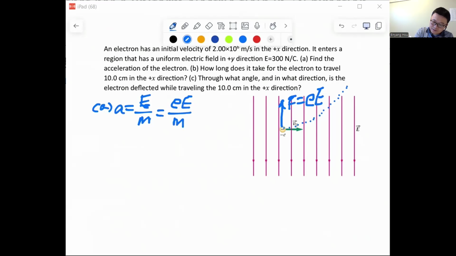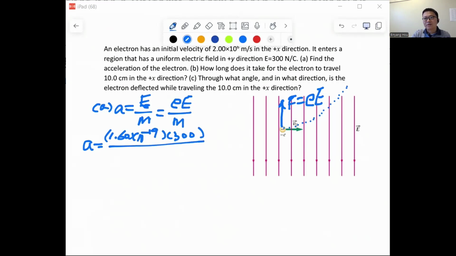So then in this case, running out of space, let me just write down here, a equals 1.6 times 10 to the minus 19 times 300. And then the mass of electron, it's also a constant number you can use. It's 9.11 times 10 to the negative 31 kilograms. Make sure we have everything in kilograms. So this will give us 5.269 times 10 to the 13 meters per second squared.